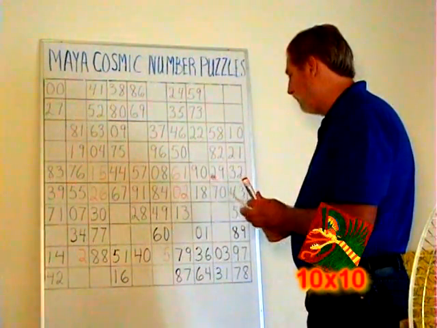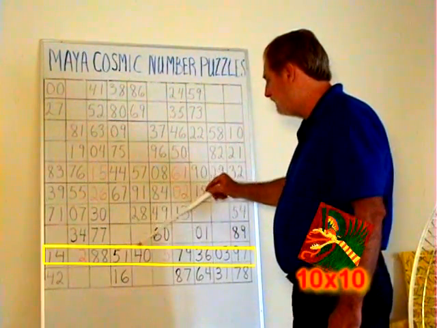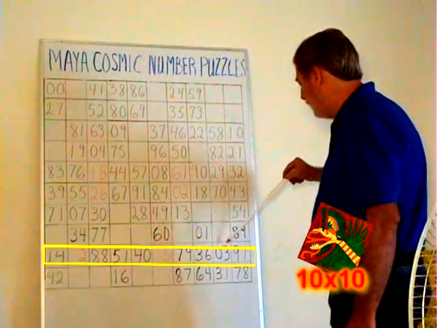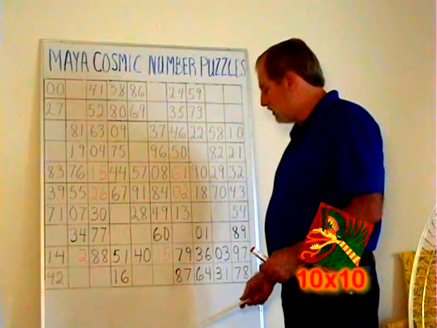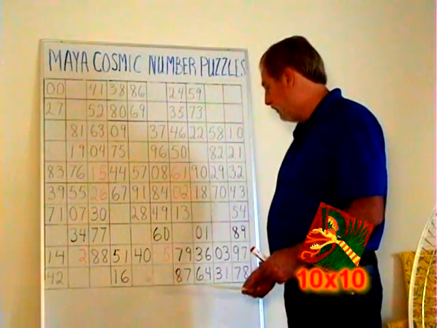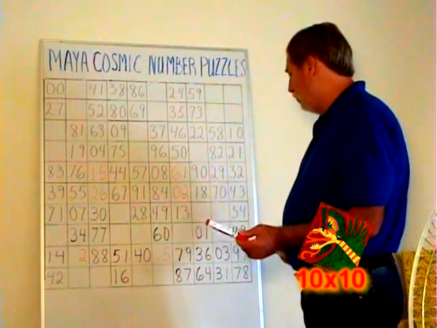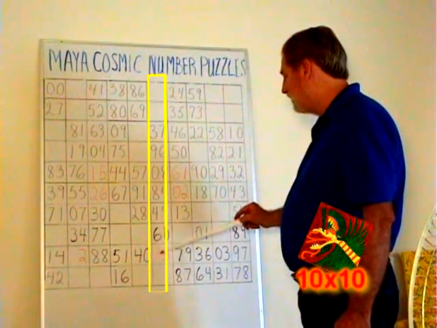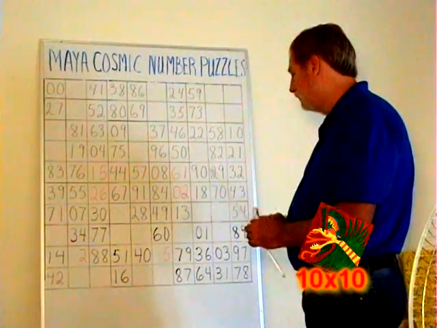Now, for the left-hand numbers, we have a 1, an 8, a 5, 4, 7, 3, 0, and a 9. That means that there is a 6 and a 2 missing. When we look at this column, we can see that there is already a 6 here. So the 2 would go here.